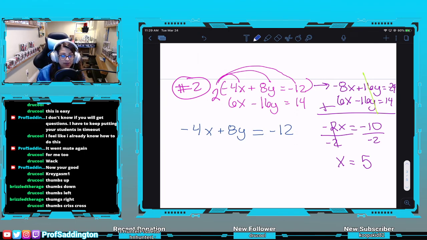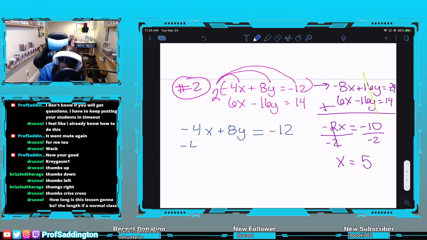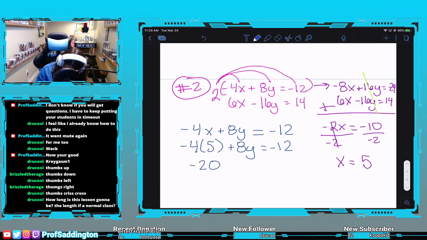And now I'm going to substitute in. And then we're going to simplify. And then we have to solve to get our y alone. How long is this lesson going to be? No, I'm going to just do one more example and then we'll be done for today.